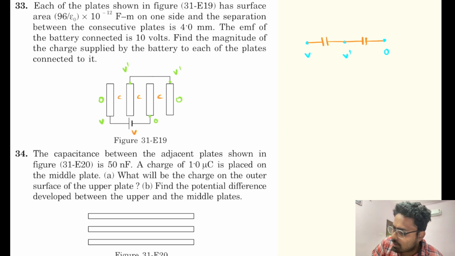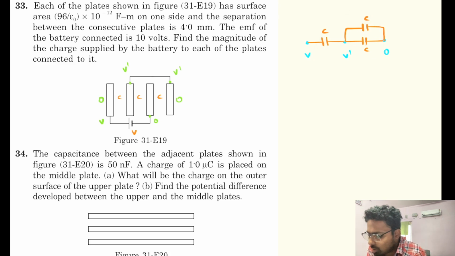And the final capacitor is also between which 2 plates? 0 potential plate and V dash potential plate. So that means this is how the circuit is there, right? This is the circuit. That means here this is C, this is C, this is C. So all these things are C.